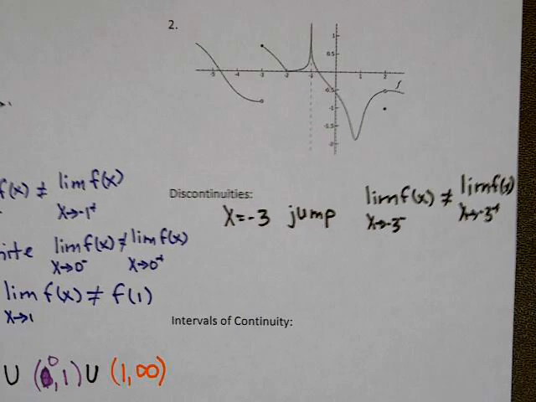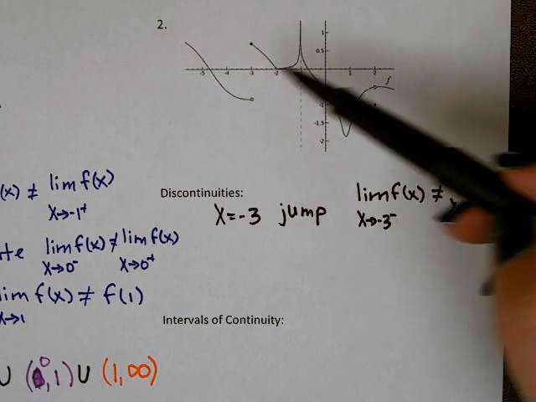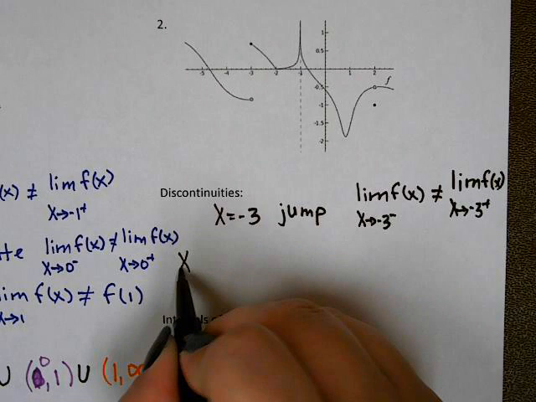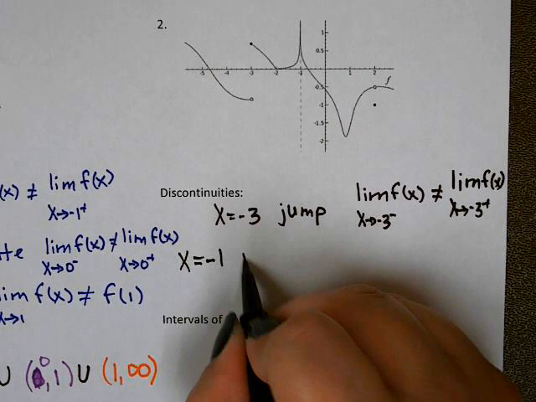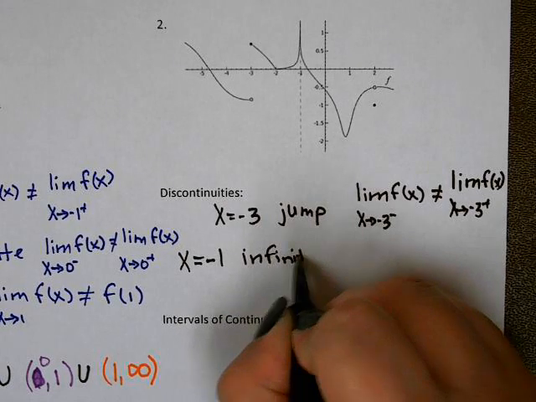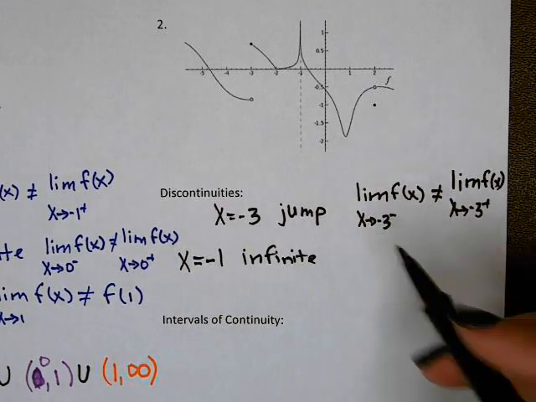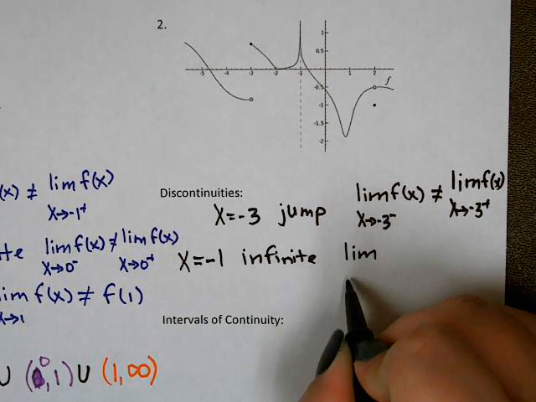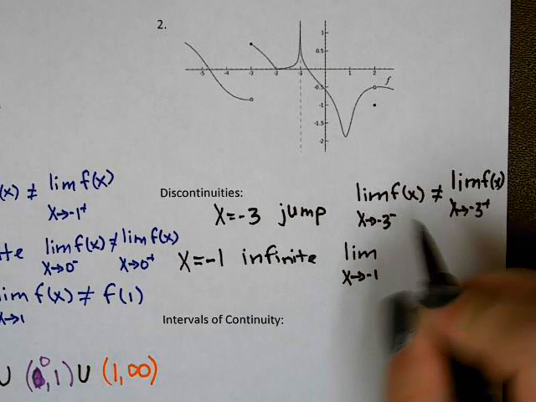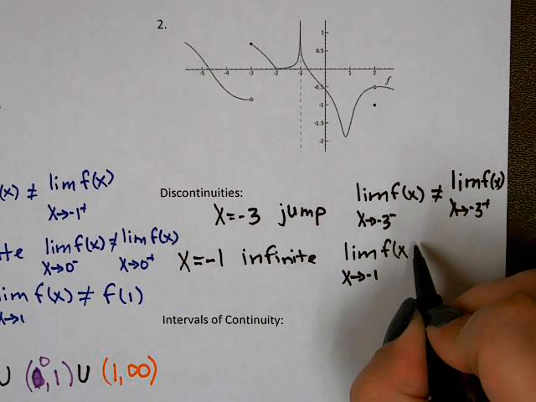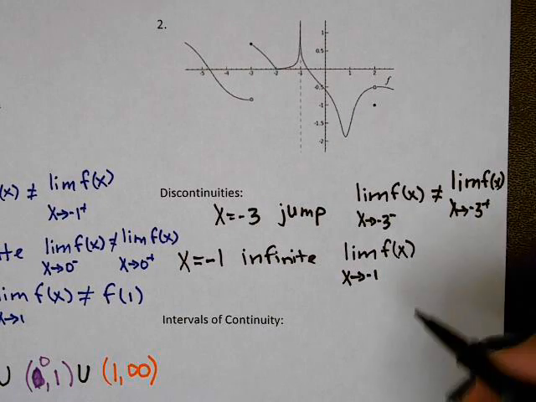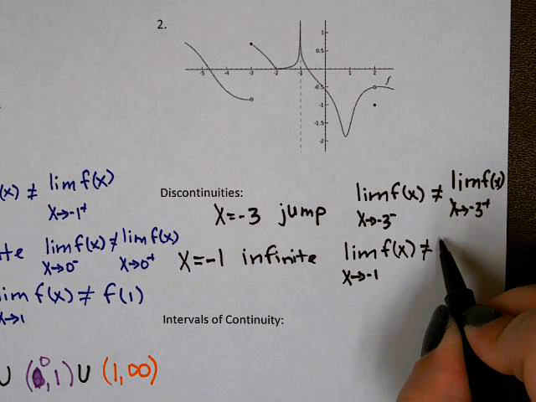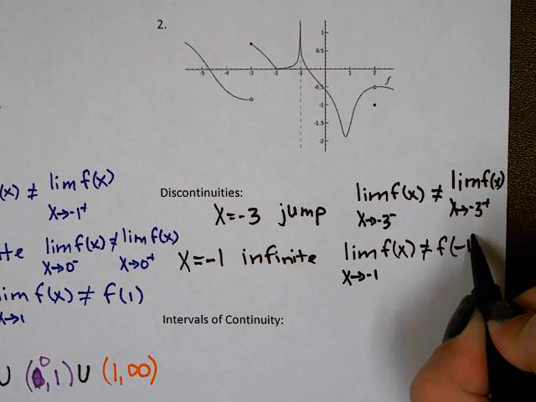All right, and then I notice that there is an asymptote right here at -1. That means at x equals -1, we have an infinite discontinuity, which means that even though they're both going up to positive infinity, so the overall limit exists, it doesn't equal the function value. We can't have a function value if we have an asymptote there, or at least not in this particular case. So the limit as x approaches -1 of f of x, although it exists, doesn't equal the function value at -1.